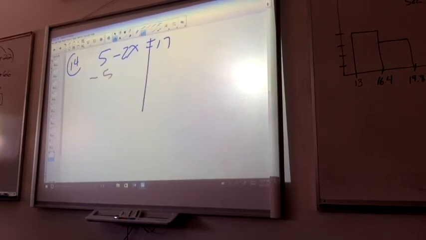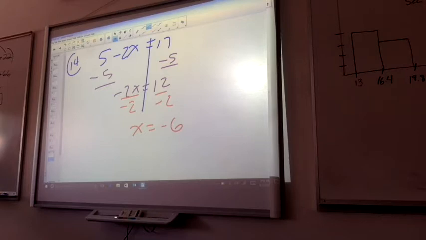So subtract 5, and I'm not looking at the work. I'm just going to do the problem itself. That gives me 12, and then divide each side by -2. So x is equal to -6, because it said McKenna solved the following equation incorrectly, and she got -6.